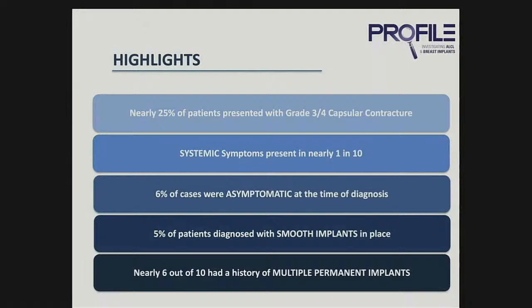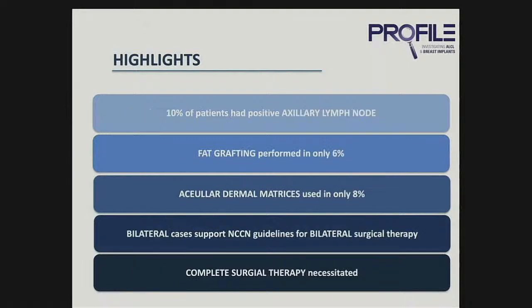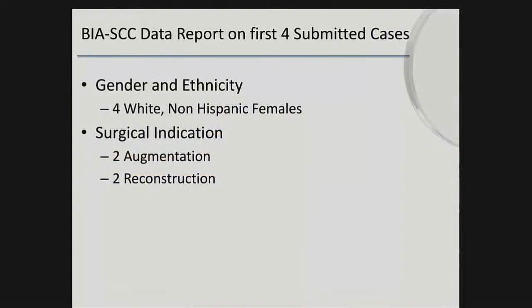Over 50% had a history of multiple permanent implants. 1 in 10 patients had a positive axillary lymph node. Fat grafting and ADM were used in a minority of patients. Our bilateral cases do support those NCCN guidelines for bilateral surgical therapy in patients, and complete surgical therapy is, of course, necessitated. Looking now at the first 4 submitted cases of BIA squamous cell carcinoma.